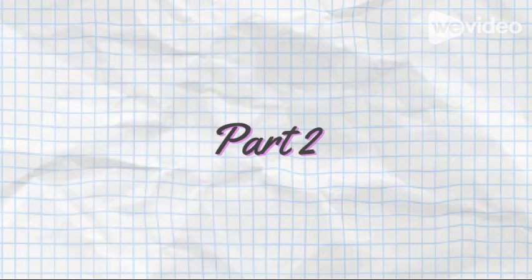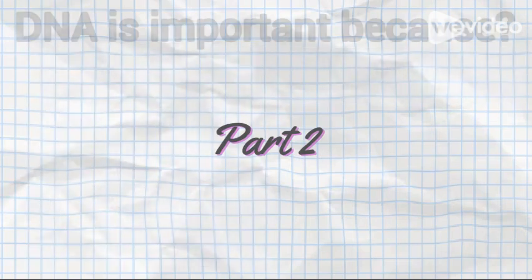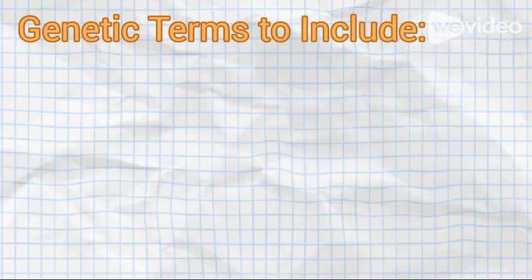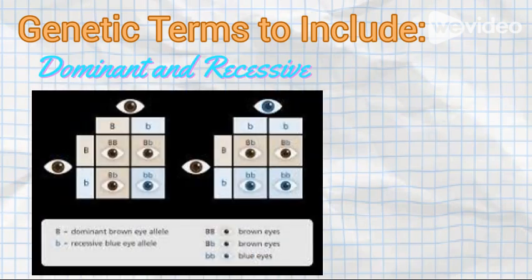Part 2. Significance of DNA. DNA is super important because it's the code for all living things. It carries the instructions that determine our traits. Genetic terms to include: dominant and recessive traits. A dominant trait only needs one copy to show up. A recessive trait needs two copies, one from each parent.